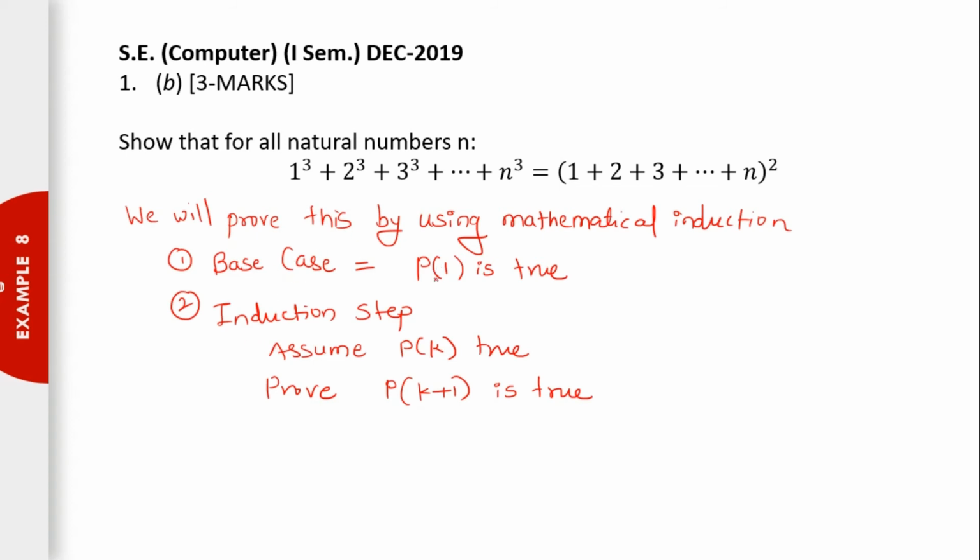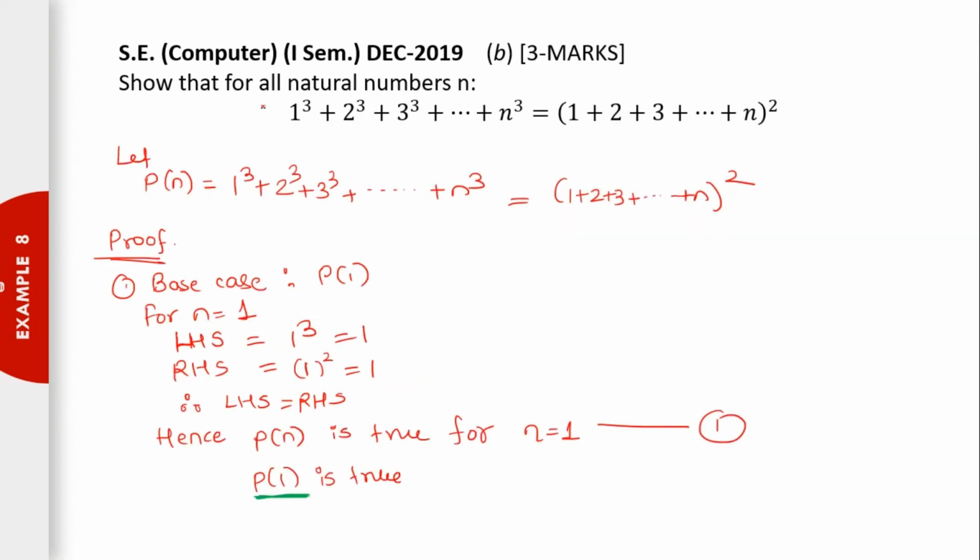In the first step, we just have to check for the first value. The first value for the equation is 1, and this is true. For the induction step, we assume P of k is true and then we prove that P of k plus 1 is true. So let's solve this. Assume that this whole equation is P of n. Now the first step is the base case. In the base case, you have to consider the first element, that is 1, and for that you have to show that this equation is true.